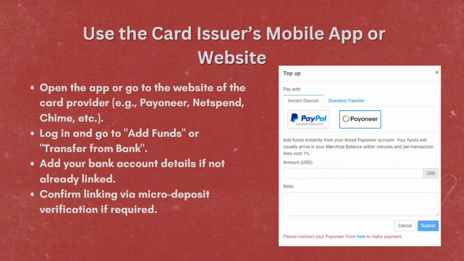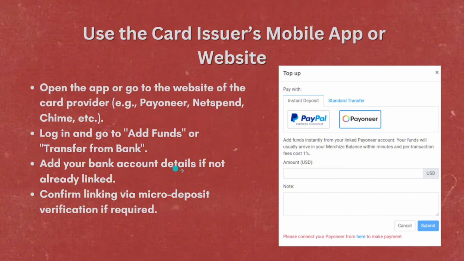So first thing that you need to do is open the application or go to the website of the card provider, like for example, Payoneer, NetSpend, Chime, and etc. You just have to log in and then go to add funds or transfer from bank. So just like this one.